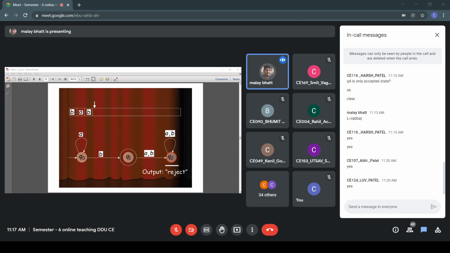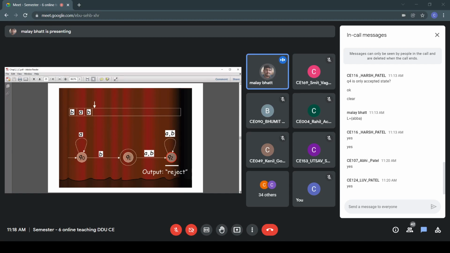You don't have to worry about that. You have a unique path to follow. That's why it is known as a deterministic thing. And every path is also mentioned. From Q0 there are two outgoing arrows, one for input A, another for input B.